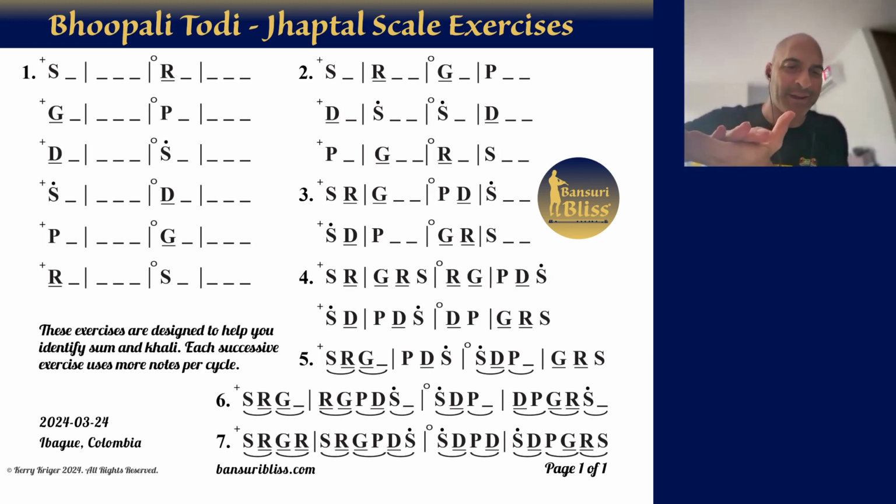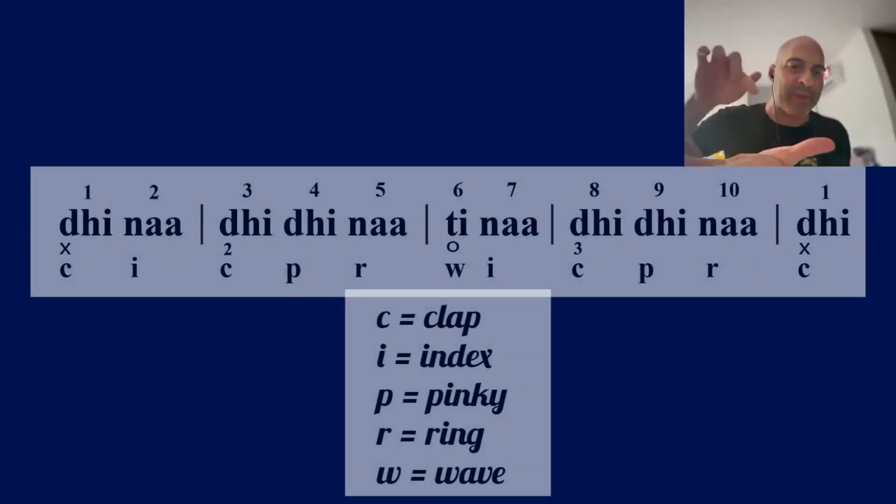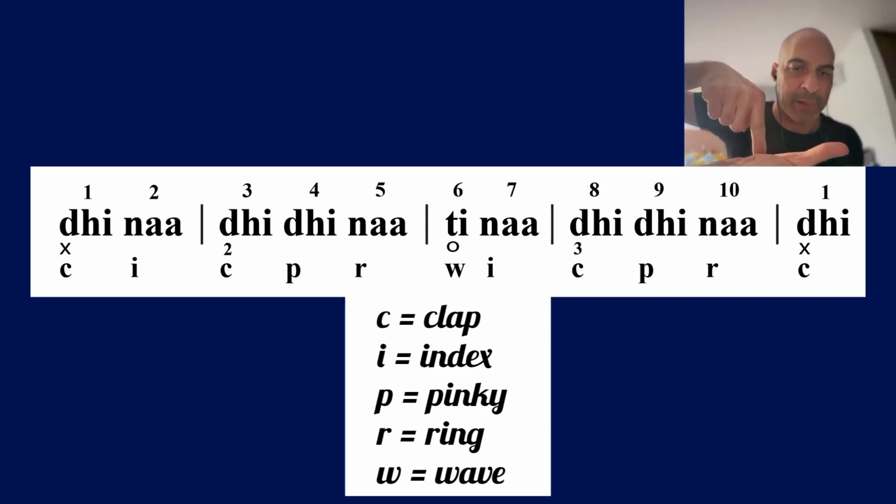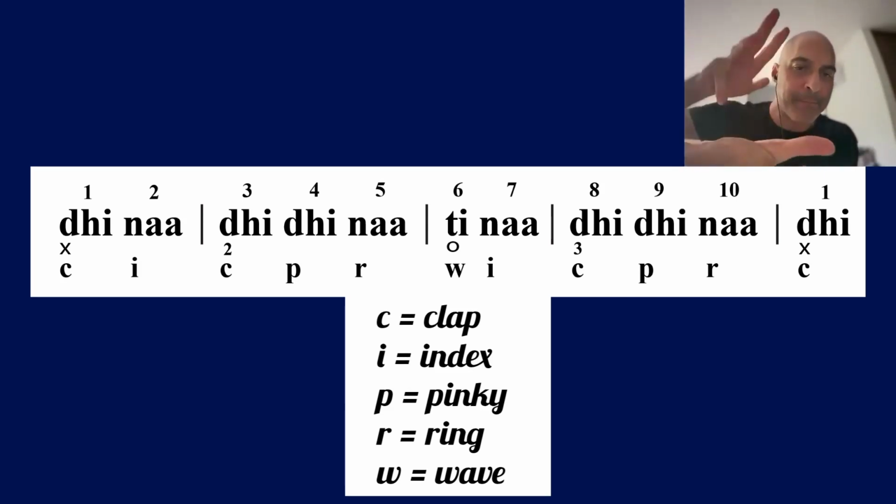Here we go. Counting on the hands. Okay. Clap, index, clap, pinky, ring, wave, index, clap, pinky, ring, clap, index. What did I say last week? I said counting on your hands. If there's only 2 beats in the vibhag, which is the case here, it's a 2 plus a 3, then the second beat gets an index. That's the rule. If there's only 2 beats in this division: clap, index, clap, pinky, ring.